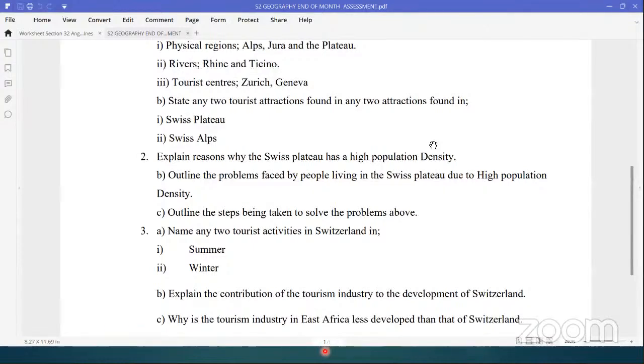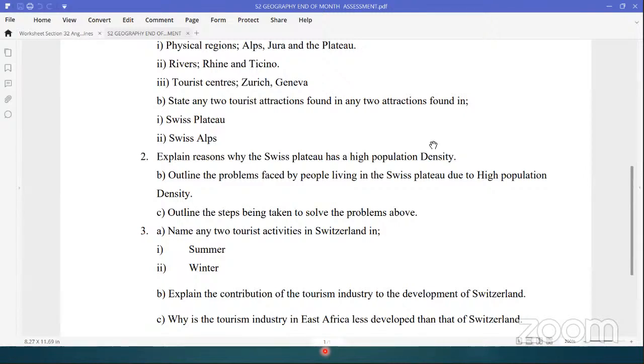Yes, Abigail. I think extending social services near the people in rural areas. Exactly. Extending social services like water, like roads, like hospitals near to the people. Thank you very much.